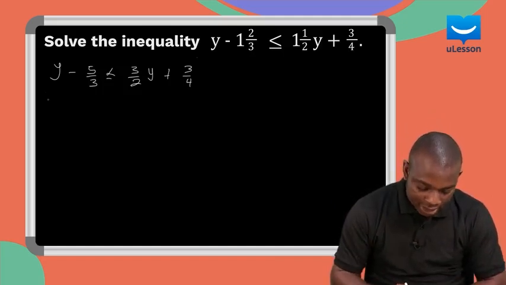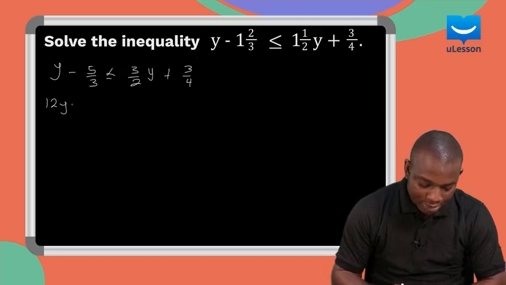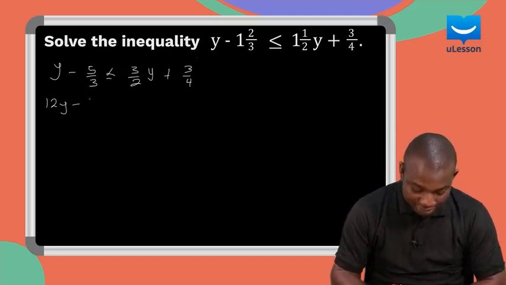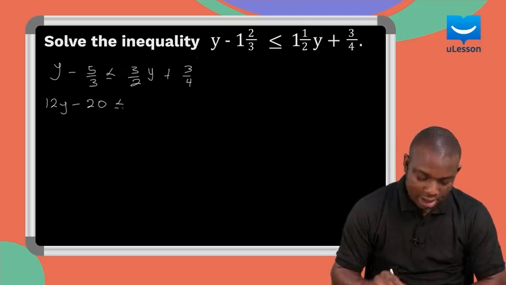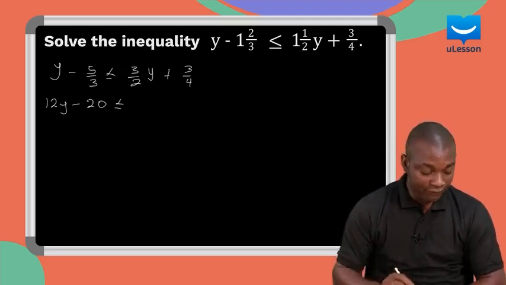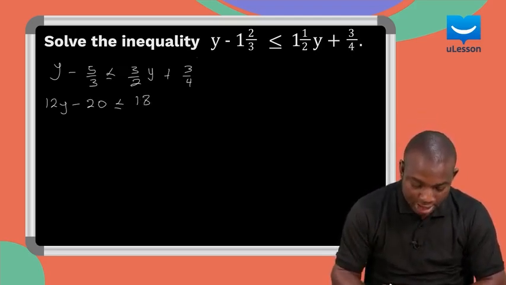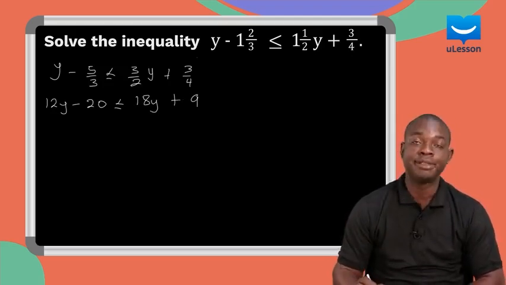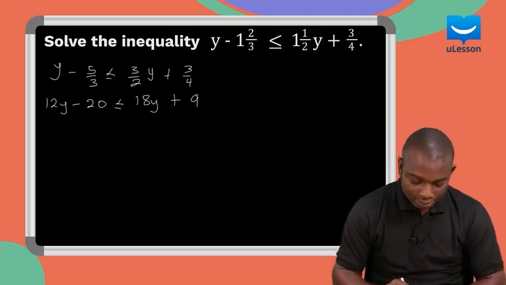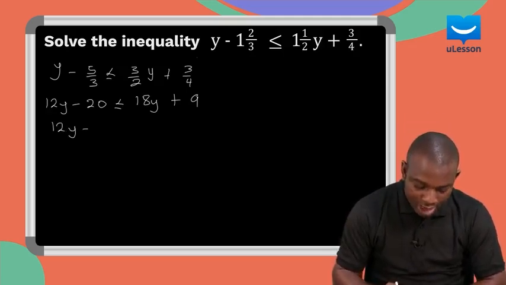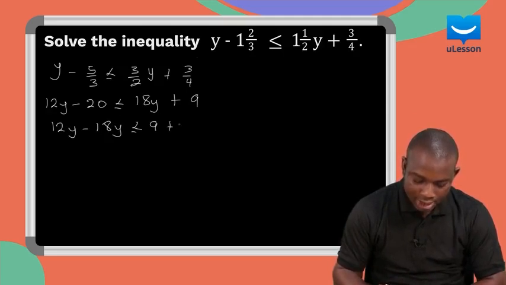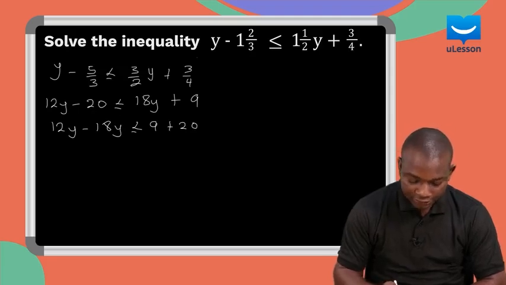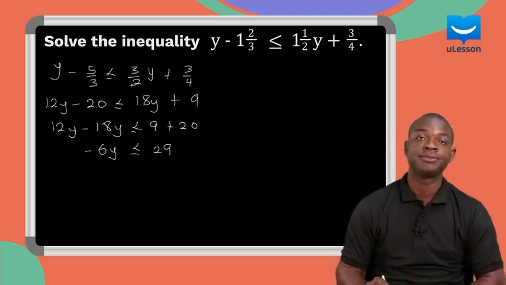So 12 times y gives us 12y minus 12 times 5 over 3, which is 20, less than or equal to 12 times 3 over 2y, which is 18y, plus 12 times 3 over 4, which is 9. Now we collect like terms. So we now have 12y minus 18y less than or equal to 9 plus 20. Solving for that, we have minus 6y less than or equal to 29.